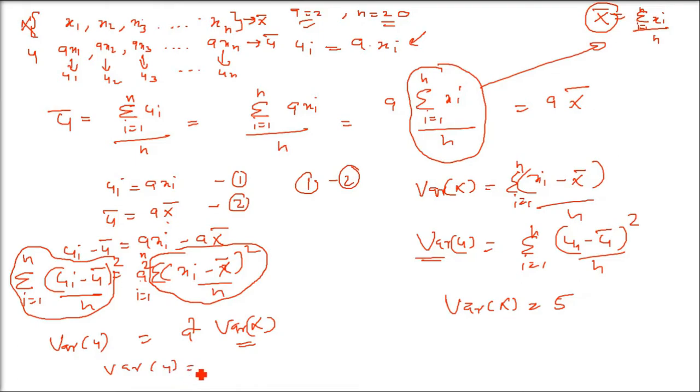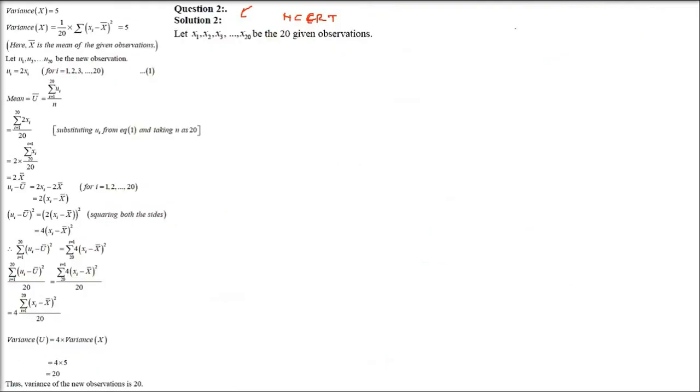So now put it here. Variance of u will be what? a square is what? In the question, it's 2. Just put it here, 2 square is 4. Variance of x is 5. 5 4s are 20. This is 20. What is the answer? 20 is the answer.